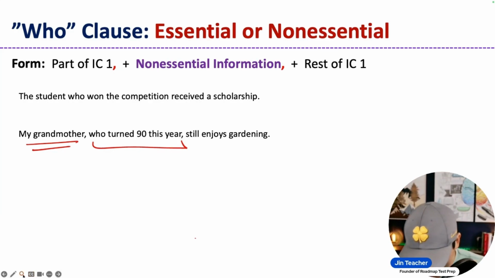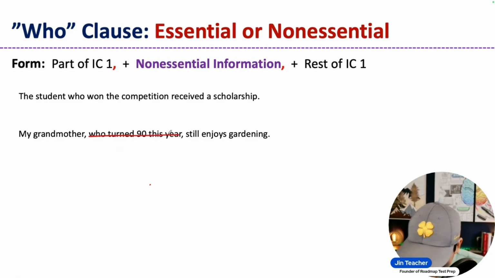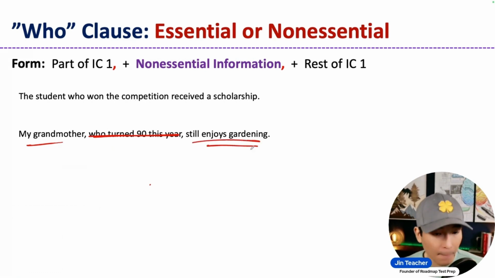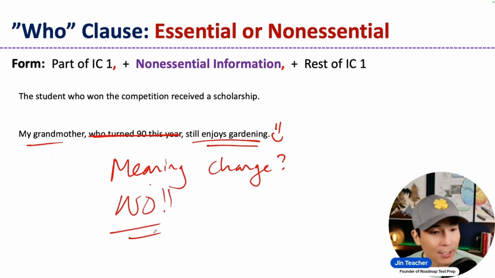If we read the sentence without the non-essential part, is it still grammatically correct? Well, it says my grandmother still enjoys gardening. Yep, that's grammatically correct. Does the core meaning of the sentence change, or does it remain the same? It remains the same, right? It does not change.